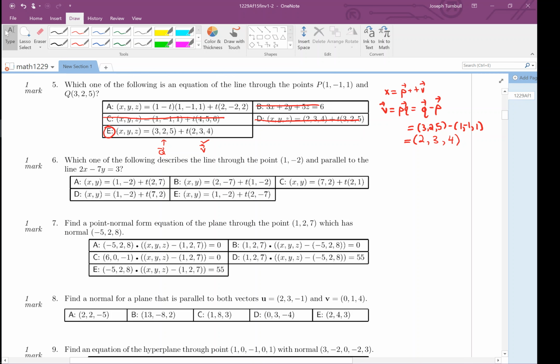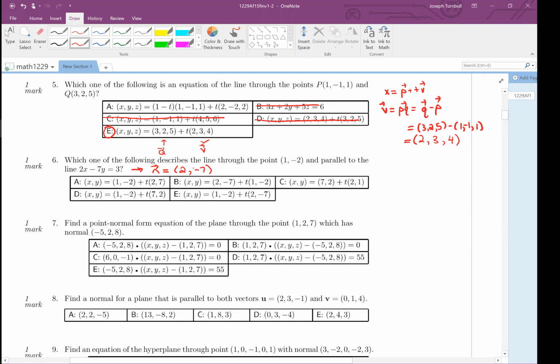Okay, number 6. Which of the following describes a line through the point that is parallel to the line 2x minus 7y is equal to 3? A line given in standard form outputs the normal vector of the line in 2D. And you can have standard form for a line in 3D. It would give you a plane, but in 2D it does give you a line. So a normal vector n is the coefficient in front of the x and the y. So the normal vector, the vector that's at 90 degrees, is 2 for the x component, -7 for the y component. So that's the normal vector for the line.